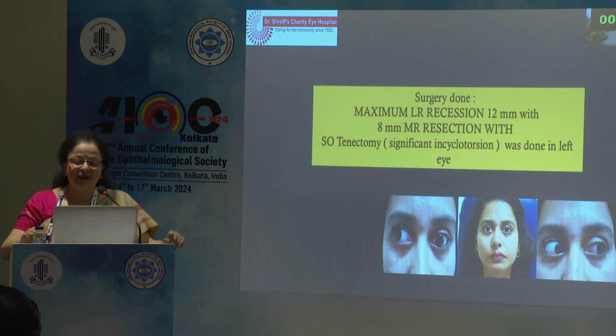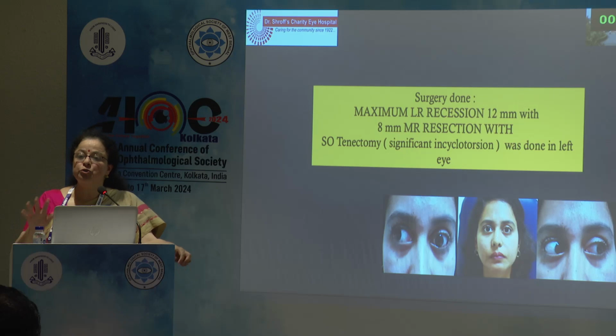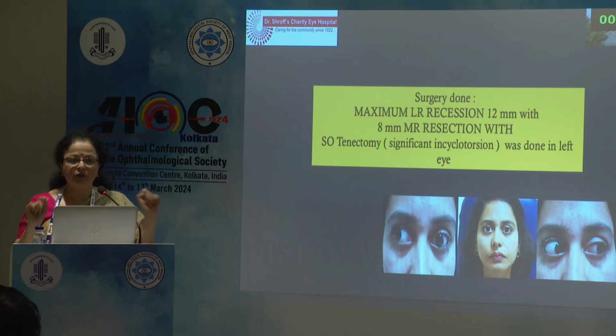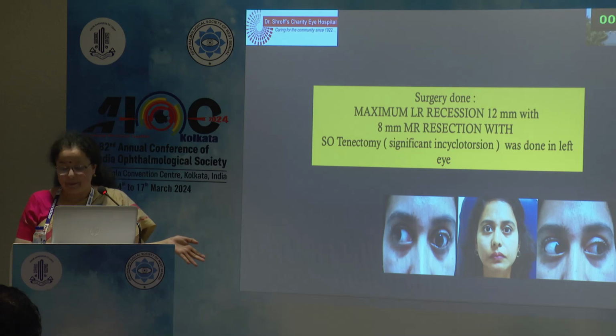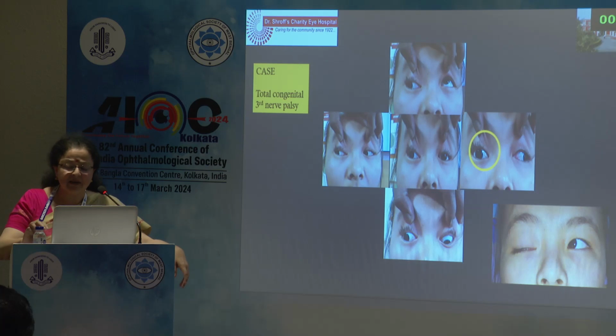So, this was so large that I was sure that it is not going to create much problem. The hypotropia was so large. Better is to do a chicken suture because you can tailor it. With tenectomy you do not know what the effect will come. Similarly, you can do the same thing which I have done, recess resect.